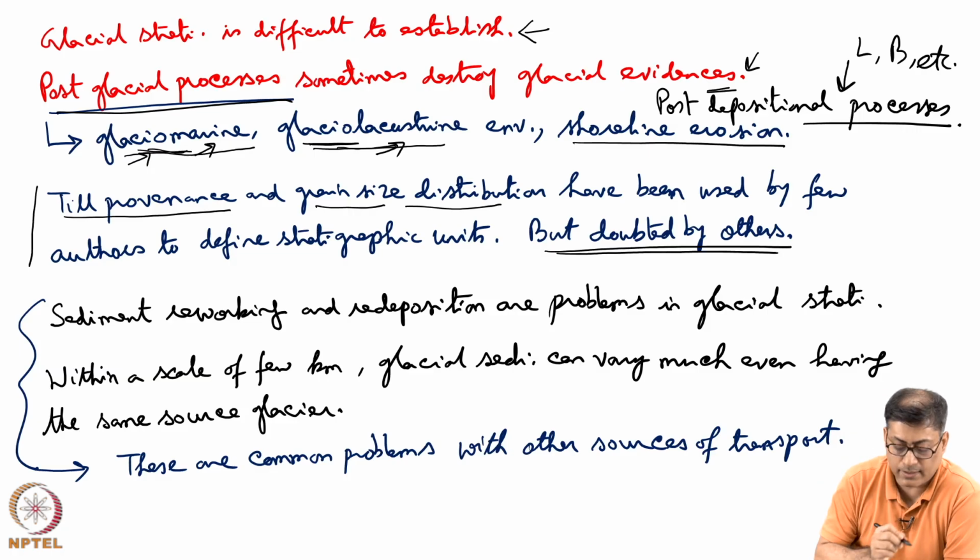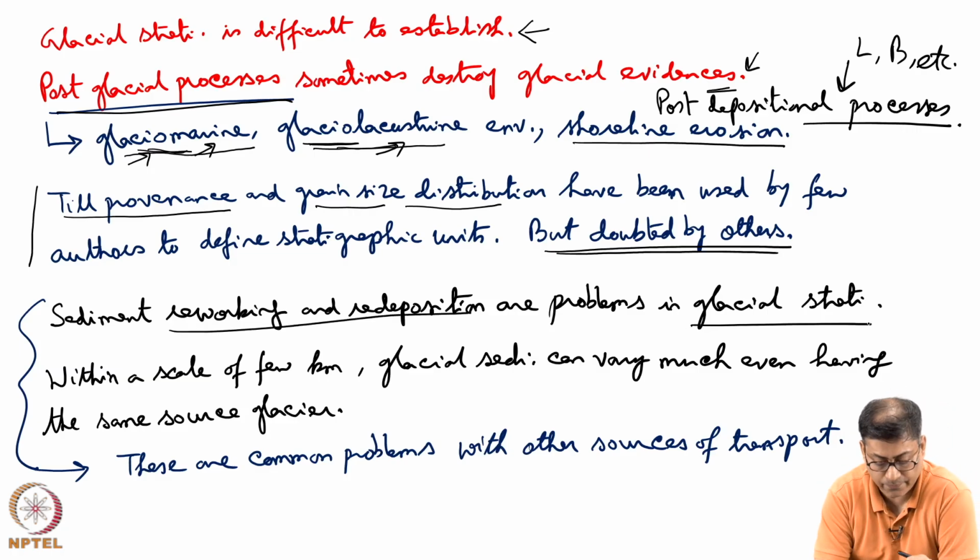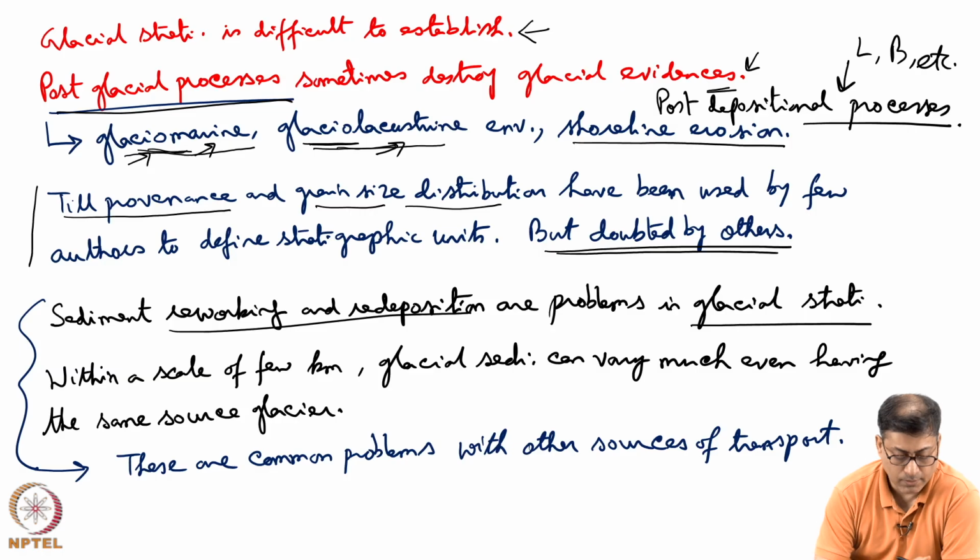Sediment reworking and redeposition are problems in glacial stratigraphy. Sediments get deposited due to one glacier, but then they may get redeposited at some other place, and this is a major problem in glacial stratigraphic studies. The heterogeneity of the glacial sediment is also a problem. If you are looking at a glacial deposit horizontally, the variation is too much.